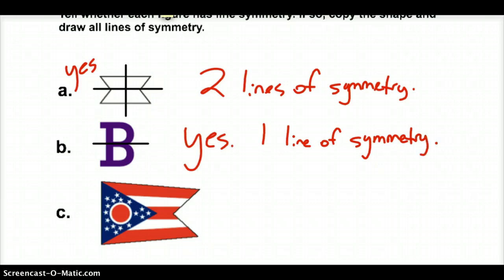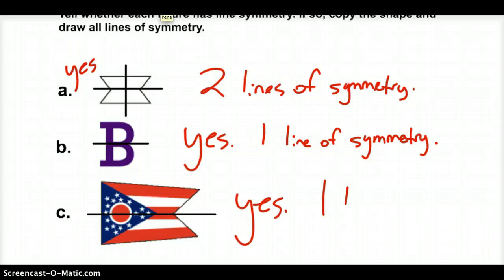Then maybe one last example here. Is there line symmetry? Well, I can see one right here. If I were to reflect it across that horizontal line, it looks like the pre-image and the image would coincide. I don't think there are any others. I don't think we could do this. That would not work. This would not work. So we would say, yes, it does have one line of symmetry, and that would be our final answer.